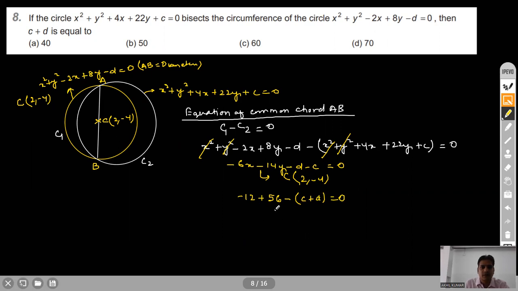So from here, if you see, center will be 1 comma minus 4, right? Not 2 comma minus 4. Its center will be 1 comma minus 4. So it will be basically minus 6, plus 56, minus 6, that will be 50, is equal to C plus D. This is what is asked in the question, the value of C plus D. So C plus D will be equal to 50. That means option B is correct.